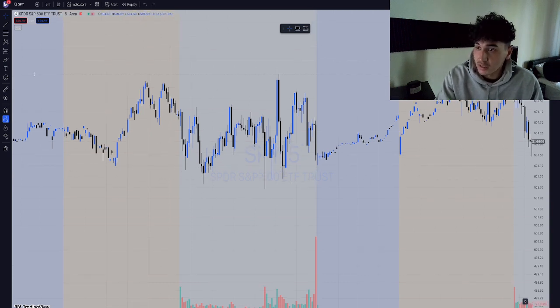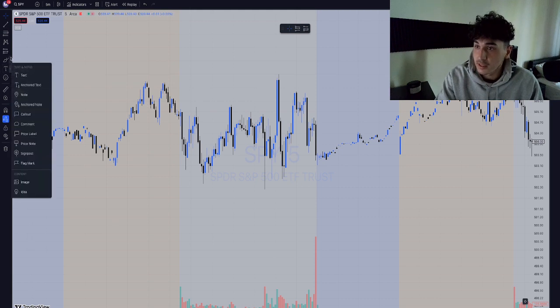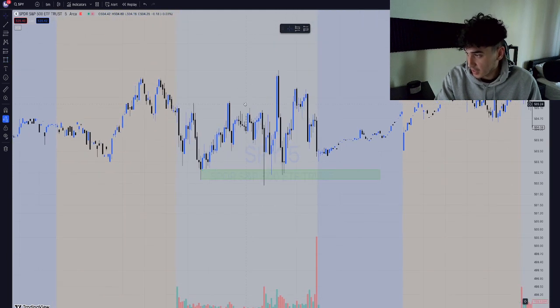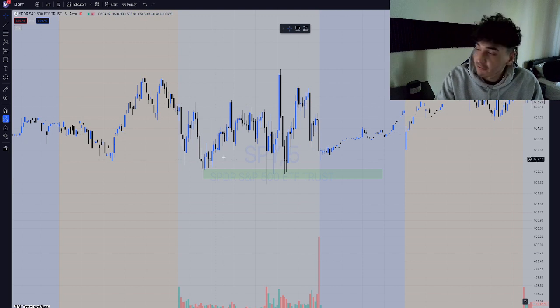So we want to get our box out, or our rectangle, and we want to go ahead and mark out the bottom wick of this candle, of the base candle, and then completely just extend it out. Now that we have it extended out, we now have a 5-minute demand zone created.